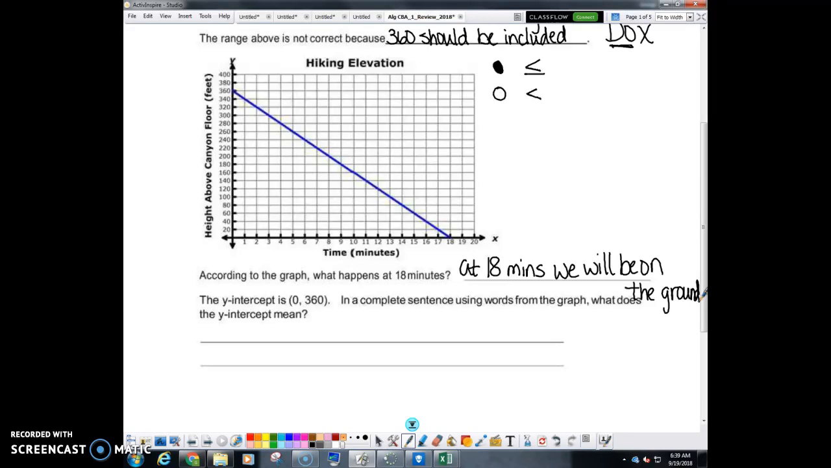Alright, the next question is the y-intercept is 0, 360. So another example that 360 should be included. In a complete sentence using words from the graph, what does the y-intercept mean?